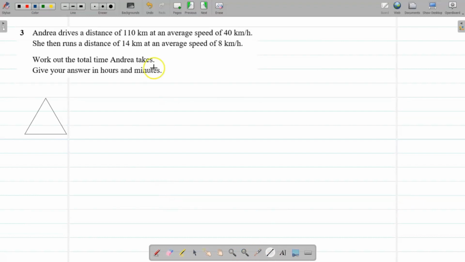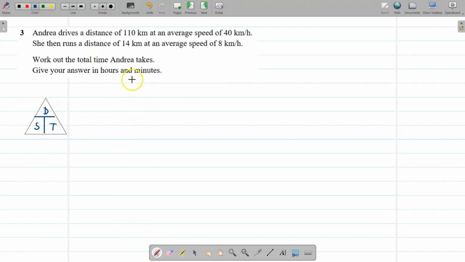Okay. Now, in this question, we've got to find the total time taken given the speeds and distances covered here. Now, we just need to remind ourselves that speed, distance, and time can be linked together using this triangle here, and that is that speed is distance over time. Okay, so that means that time is distance over speed, you see.